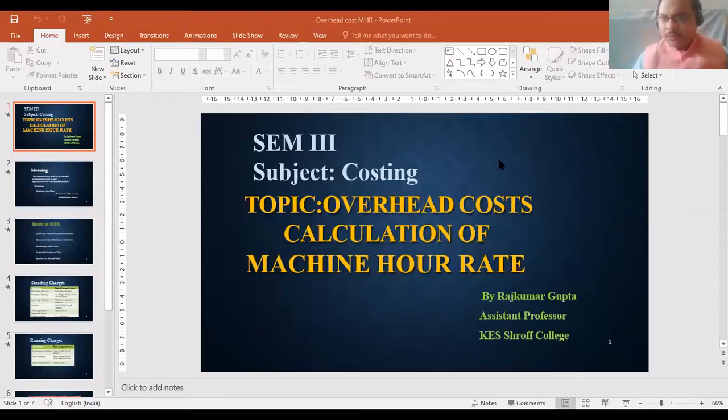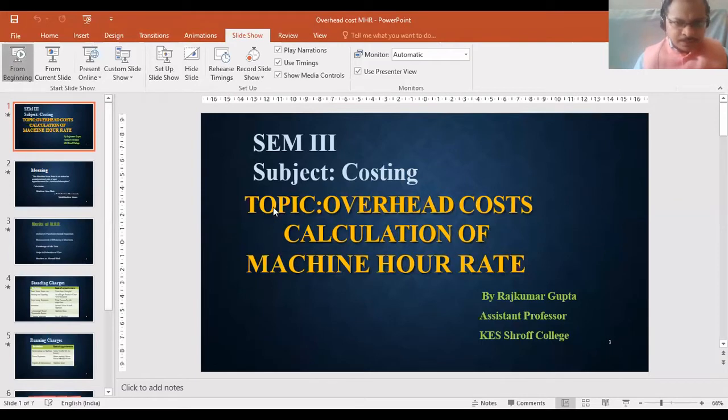On the second part of overhead costing, we have to study the calculation of machine hour rate. That means, for 1 hour, what is the cost of running the machinery? That is nothing but what is called machine hour rate. So quickly, we'll start.